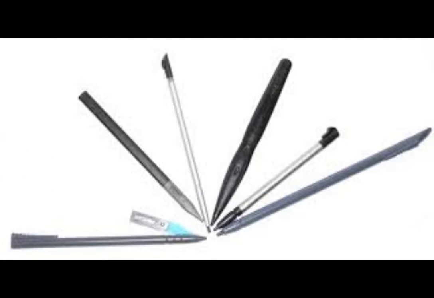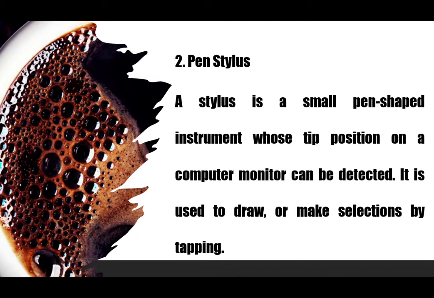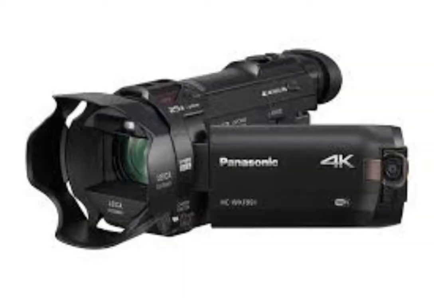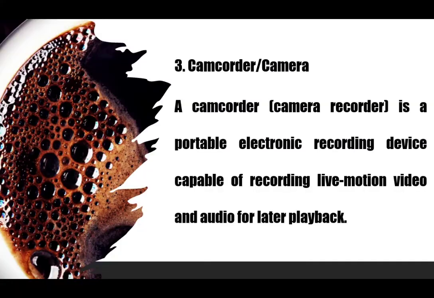For the second digital tool, we have the pen stylus. A stylus is a small pen-shaped instrument whose tip position on a computer monitor can be detected. It is used to draw or to make selections by tapping. For the third digital tool, we have the camcorder or camera. A camcorder, aka camera recorder, is a portable electronic recording device capable of recording live motion, video, and audio for later playback.